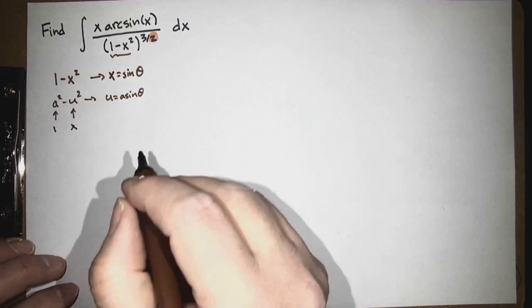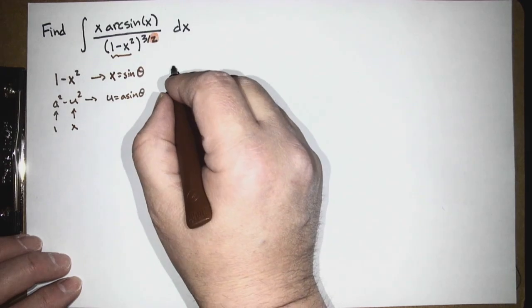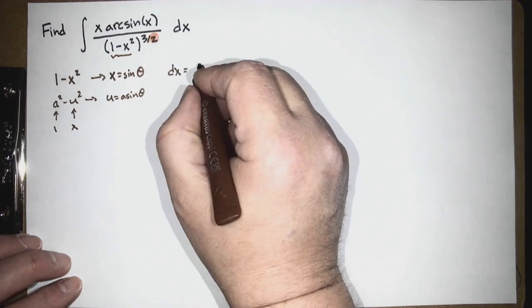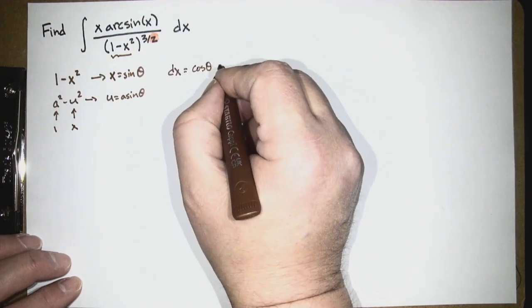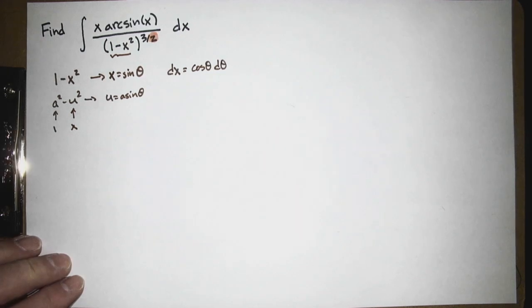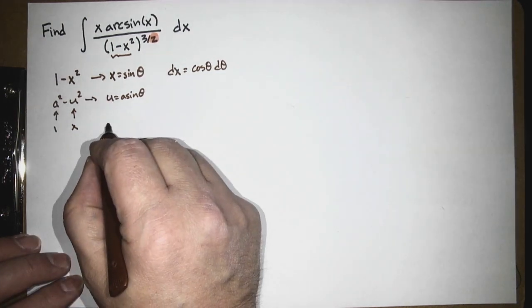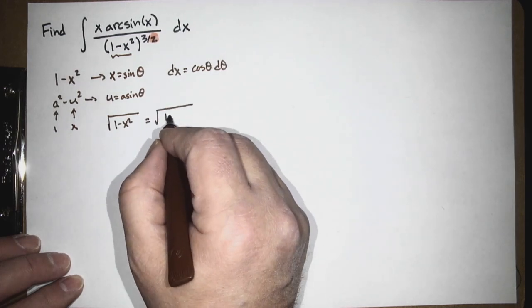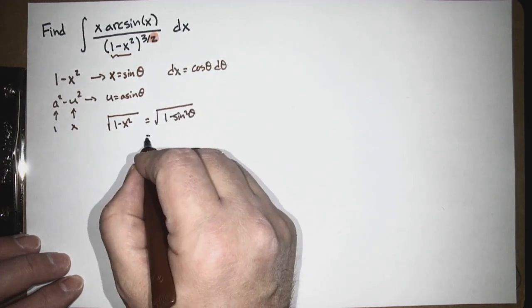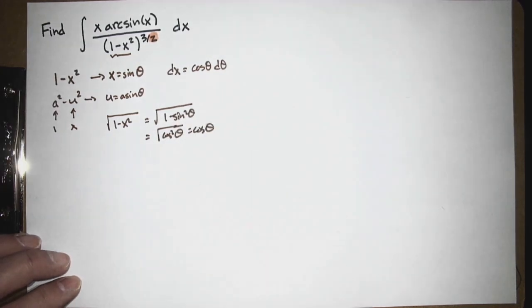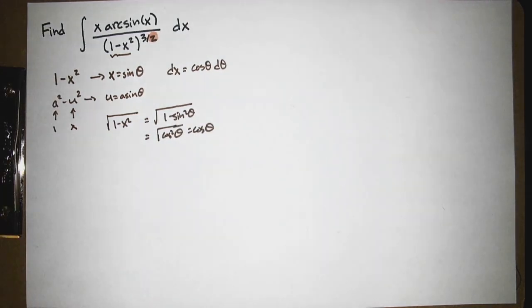Well, we do a couple of extra notes here. If x equals sine theta, what's the derivative of x? Cosine. Derivative of sine is cosine. And we throw in the d theta, because we have to account for that dx. And then the other thing, of course, is to say, well, what happens to square root of 1 minus x squared? Well, that's square root of 1 minus sine squared, which is square root of cosine squared, which is cosine.